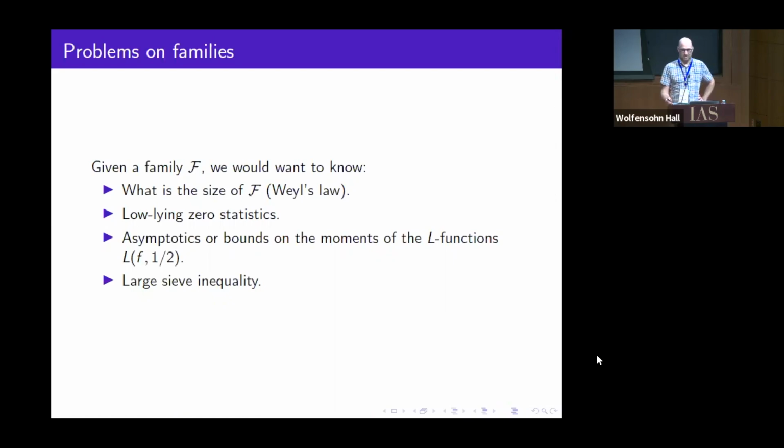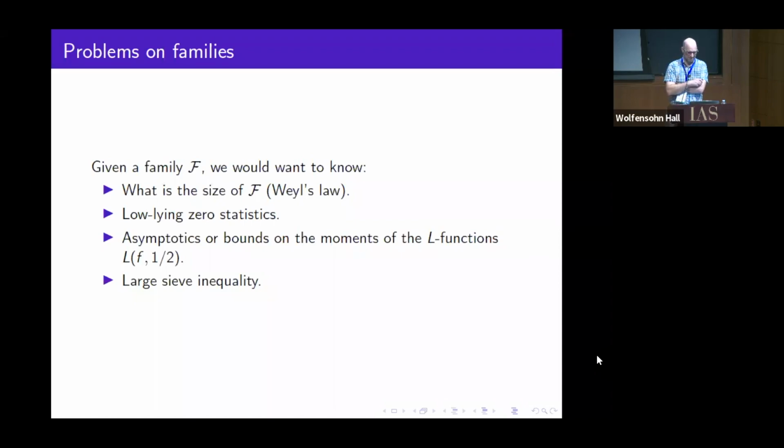Ramping up the difficulty a little bit, the next thing you might ask is for low-lying zero statistics. We've seen some discussion of this earlier in connection with random matrix theory. Next level would be asymptotics or bounds for moments of L functions, and we saw quite a bit of this in Sound's talk earlier.